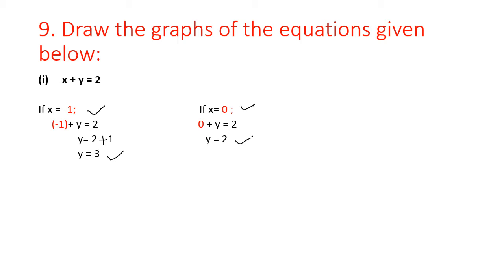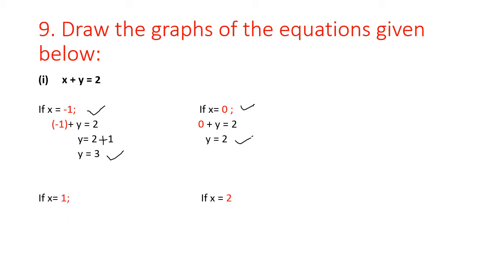What are these, children? These are the coordinates of the points. -1 is the x coordinate, 3 is the y coordinate, 0 is the x coordinate, 2 is the y coordinate. We are not supposed to take only two values. We usually take four values to get a proper line. So I'll take two more values.